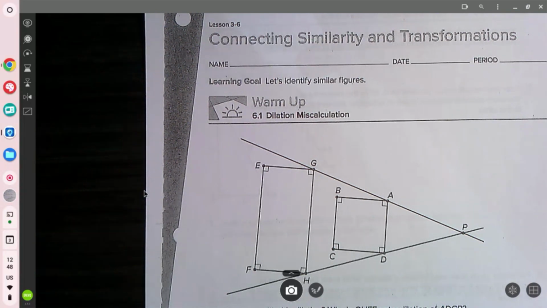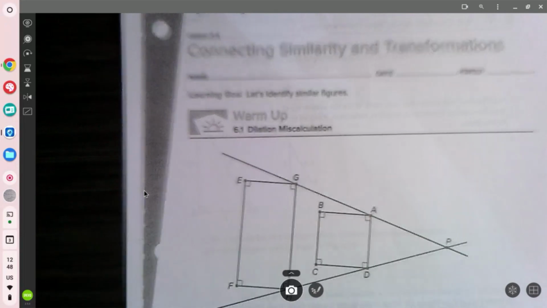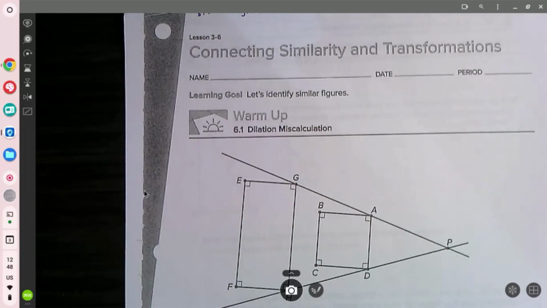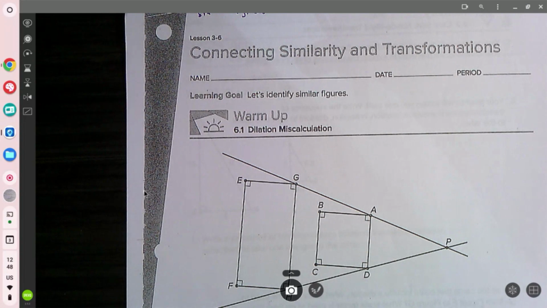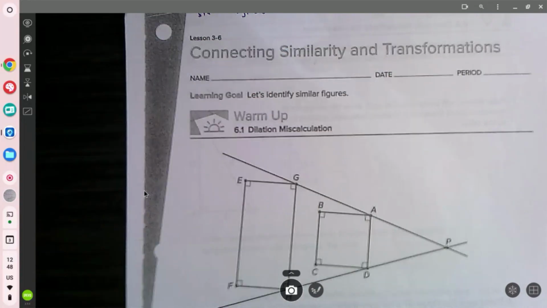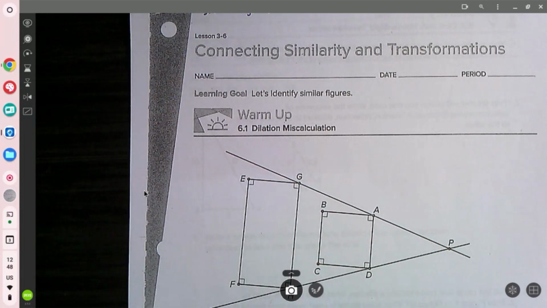Okay, so let's look at page 351. Our goal for today is to identify what similar figures we have and to see if we can connect similarity with our transformations that we've done before. Okay, so real quick before we start here, what are all the transformations that we have done within our semester and a half here? Okay, so give me 1 second. Transformations.